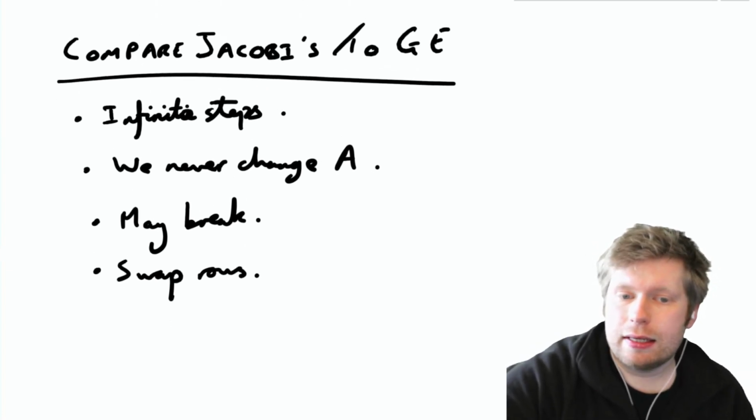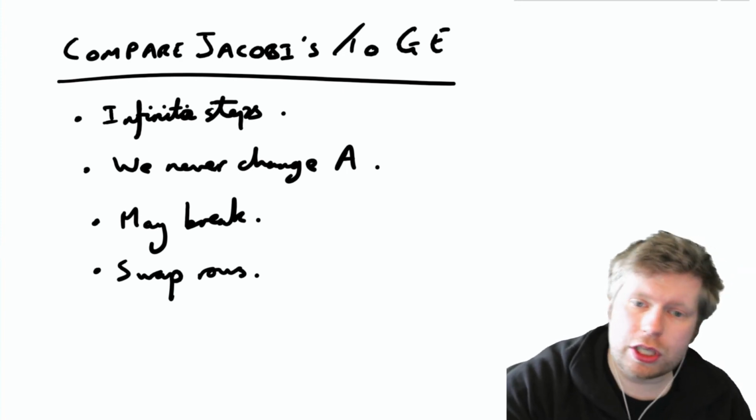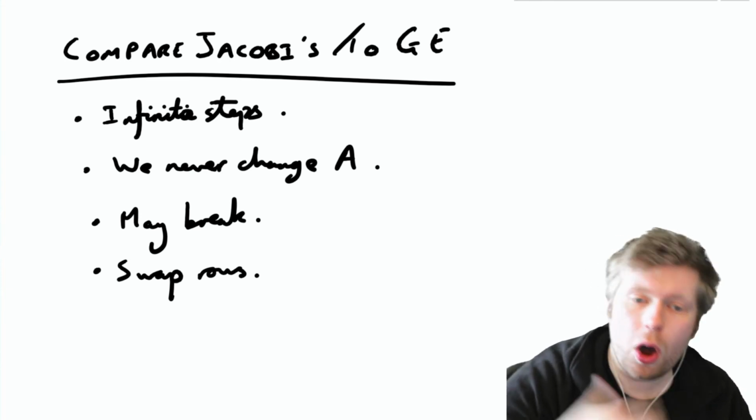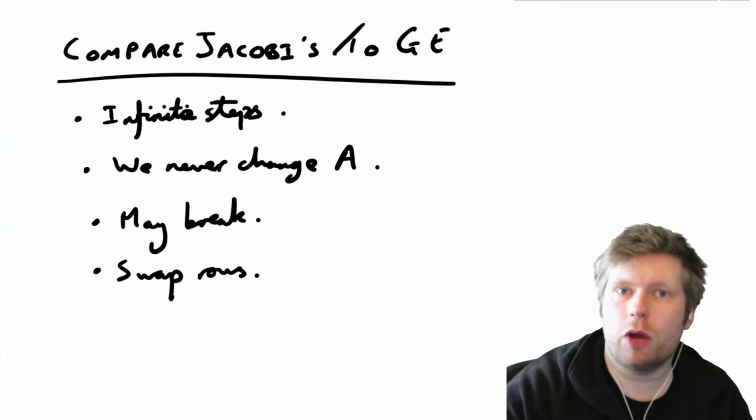The other point, which is not really an advantage compared to Gaussian elimination, it's kind of equal to it, is that we are allowed to swap rows. So hopefully that makes it a little bit clearer about what Jacobi's method is all about.